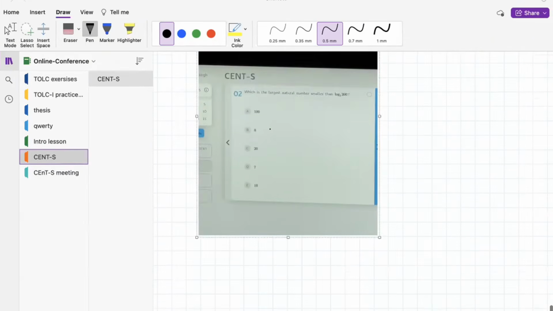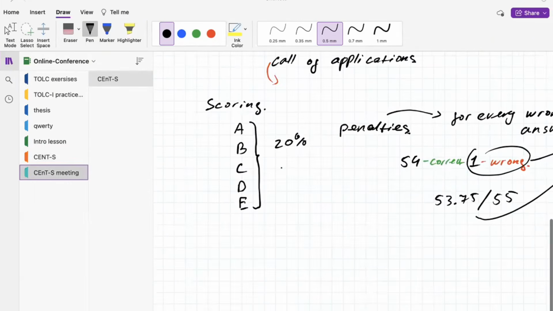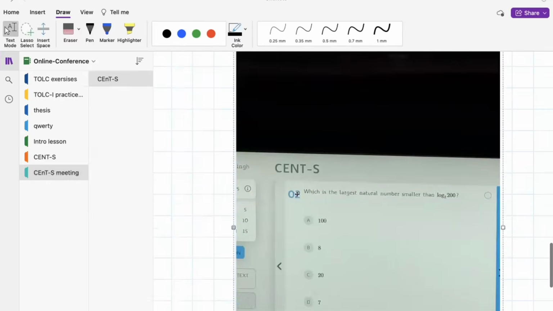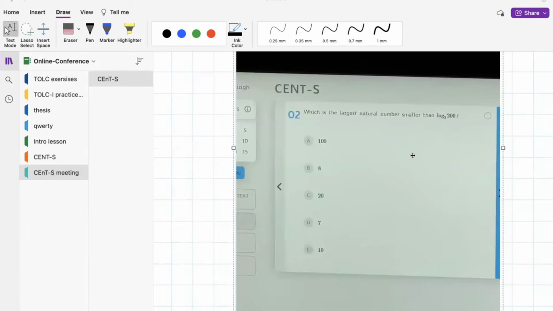The first problem is the problem on logarithm. This is a math problem. So let's start with it. It's pretty simple. If you know logarithm, you could solve it in 20 seconds.